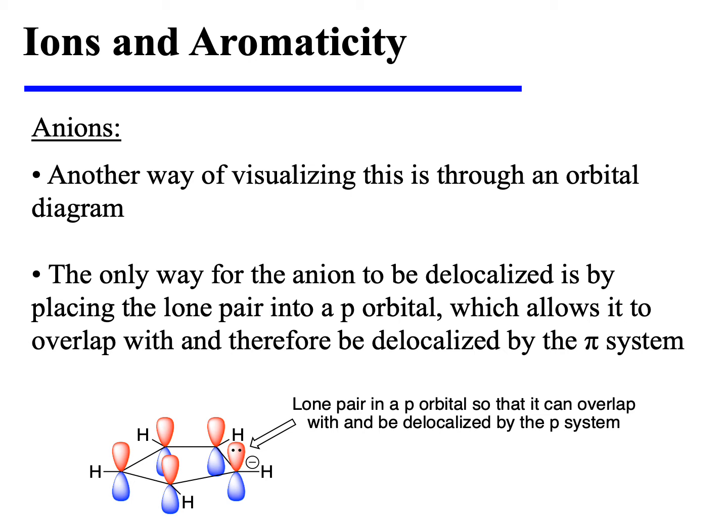The only way for the anion to be delocalized is by placing the lone pair into a p orbital, which allows it to overlap with and therefore be delocalized by the pi system. So essentially, resonance has changed our understanding of hybridization.